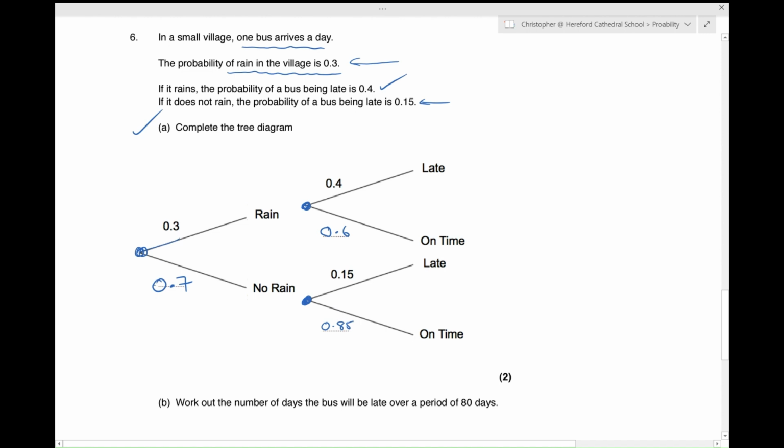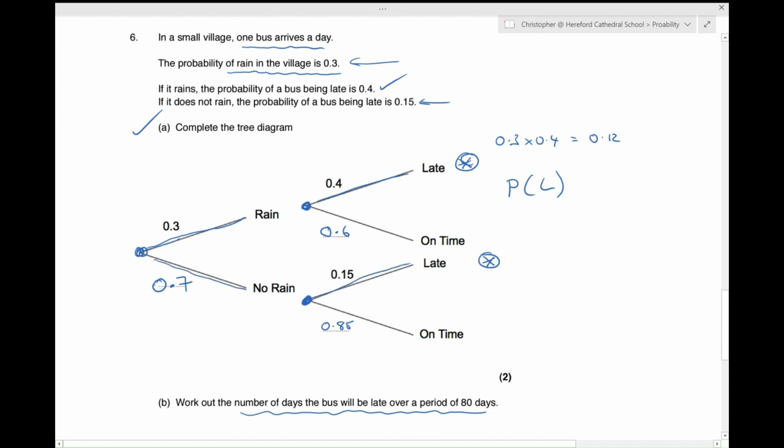Work out the number of days the bus will be late over a period of 80 days. Well, let's work out the probability of it being late. Now, it could be late here, when it rains and the bus is late, or it could be late here, when it doesn't rain and the bus is still late. So we'll need to work out the probability of getting to either of those outcomes and then add those two probabilities. So 0.3 times 0.4, 0.12, that's the probability of it raining and the bus being late.